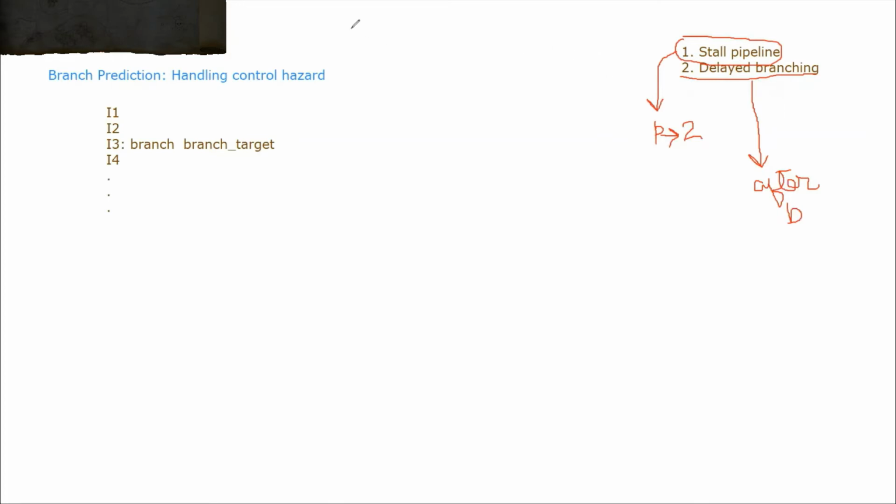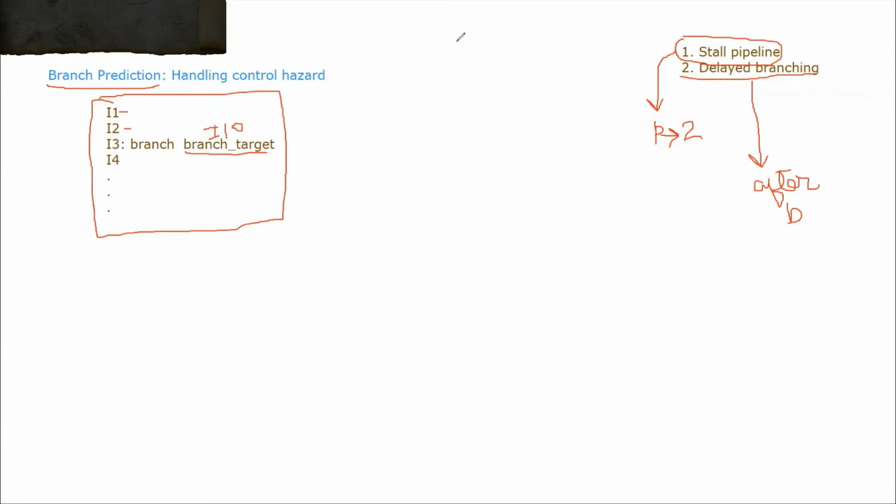So in that scenario, we have to stall the pipeline. The third solution that we are going to discuss is branch prediction. For discussing this solution, let's take this as an example. Let's say we have a program with instruction I1, then I2, and I3 is our branch. Let's say the target of this branch is I10.